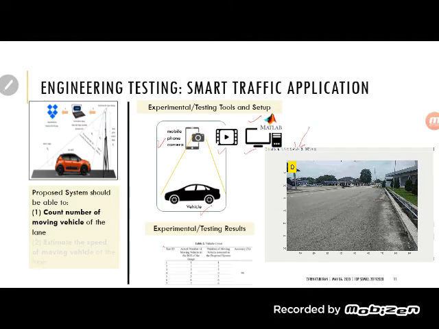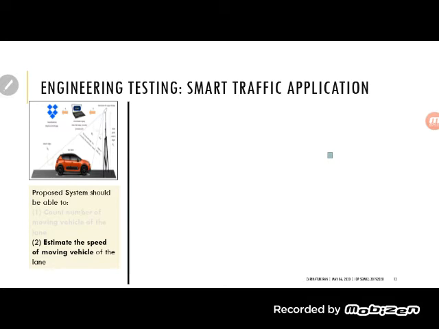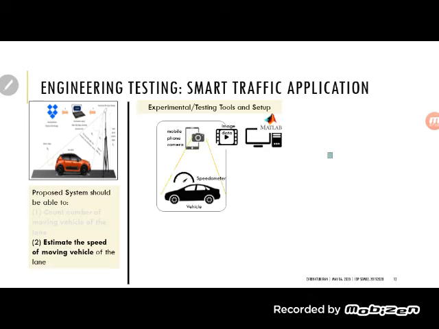So this is the experimental testing result for this test. So this slide shows another test conducted for the second expected outcome, which is to estimate the speed of moving vehicles on the lane. Right? So these are the tools: the mobile phone camera, the vehicle, the speedometer, the image data, the computer with MATLAB.